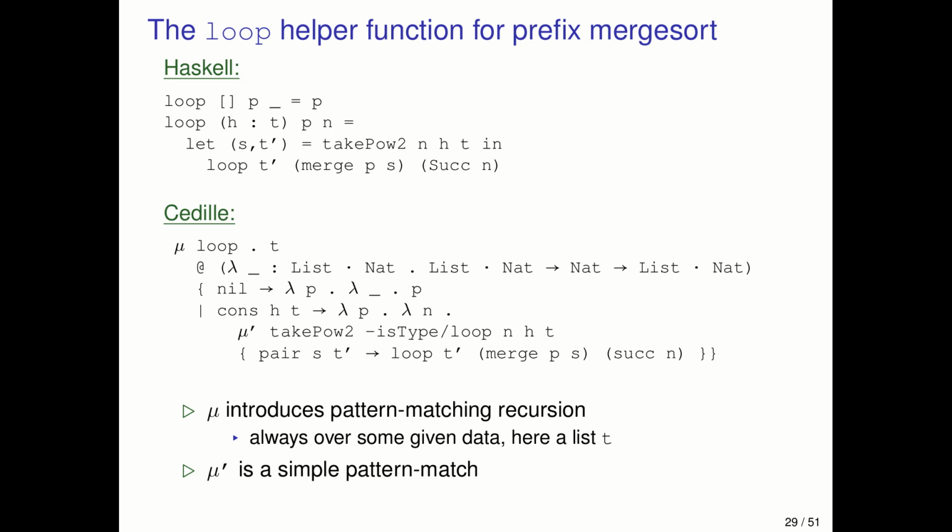And then the other thing I want to introduce here on the slide. In the Haskell code, you make this call to a helper function that takes a tree of depth 2 to the n or whatever, and you immediately decompose the result, right? So you use a pattern matching let. And here, in Cedille, if you want to do a simple pattern match, not kick off a big catamorphism over some data, but just a simple pattern match, we write mu prime. This mu prime, matching on the pair, is the equivalent of the nicer Haskell syntax let pair equal. Okay, so you have pattern matching recursion, mu, and simple pattern matching, mu prime.